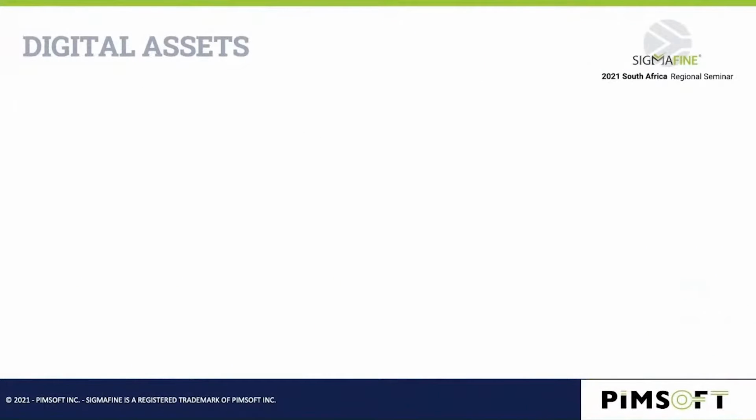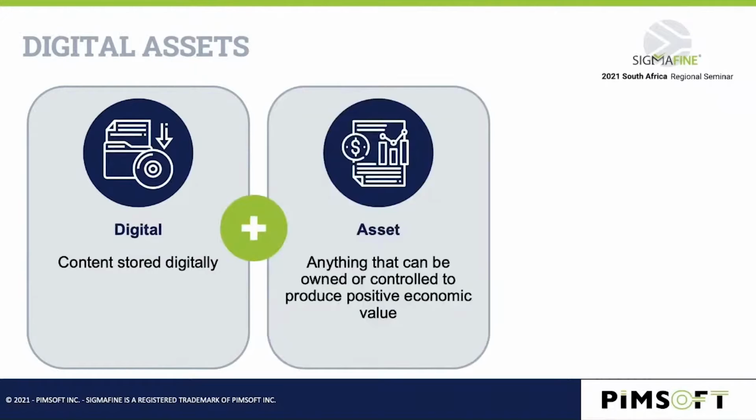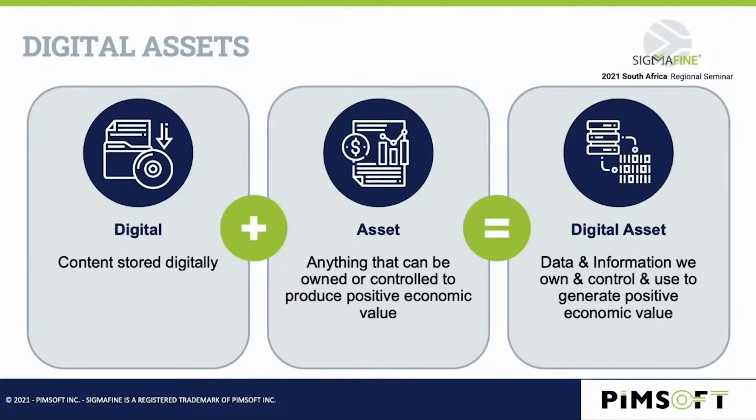Today, the object of our analysis is what we named digital asset. And what do we mean by a digital asset? Well, being digital refers to data and information stored digitally, and being an asset refers to anything that can be owned and controlled to produce a positive economic value. Consequently, a digital asset refers to data and information we own and control and use to generate tangible benefits. The advent of digital assets has resulted even in the emergence of a new discipline, infonomics, taking care of how to measure, manage, and monetize digital assets.